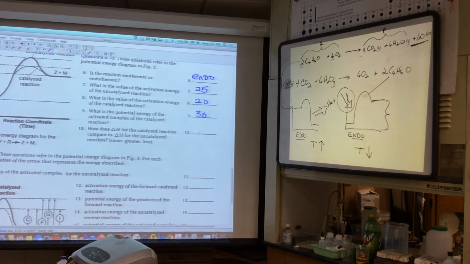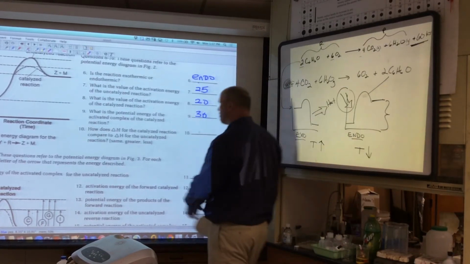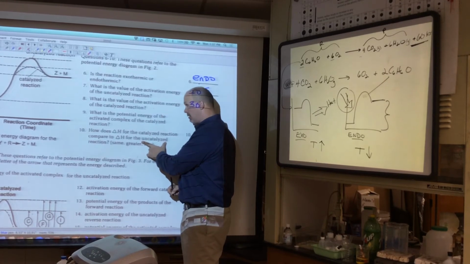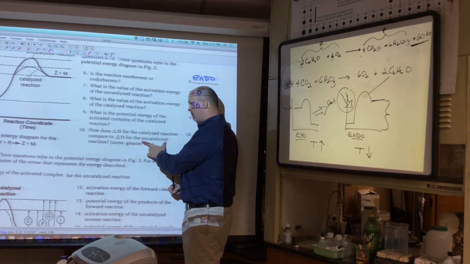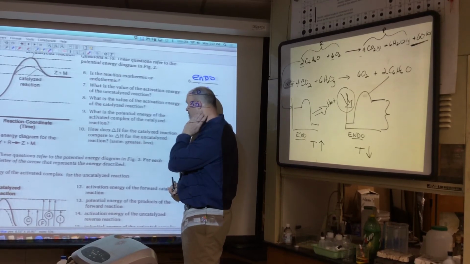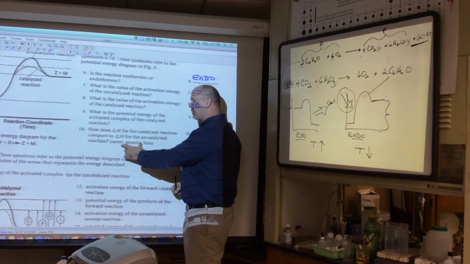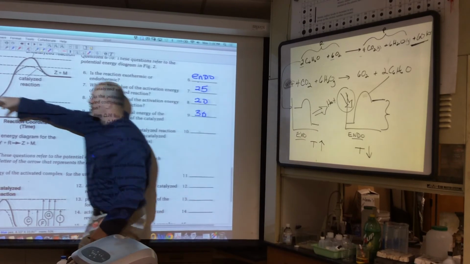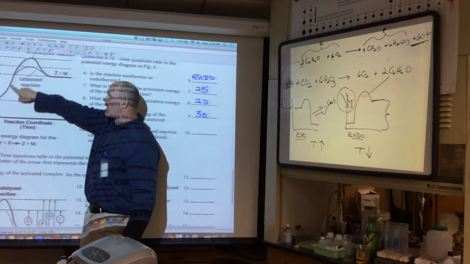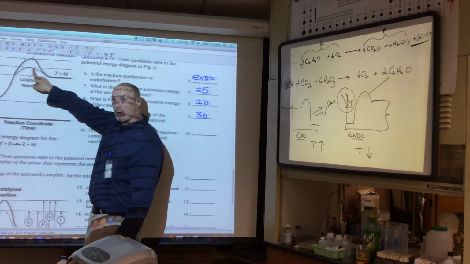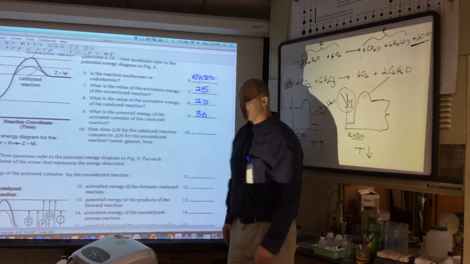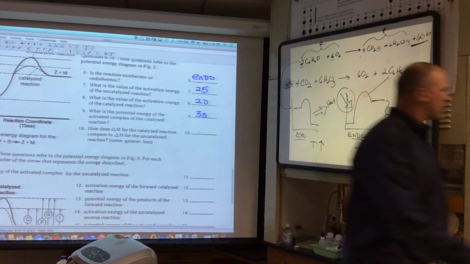How does delta H for the catalyzed reaction compare to the uncatalyzed, unmedicated? We have greater. Anyone agree? Yeah, the difference of where you start and you finish does not change if you change the pathway. Right? So it's the same.